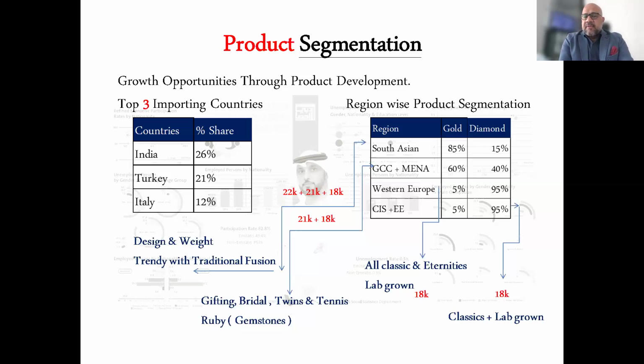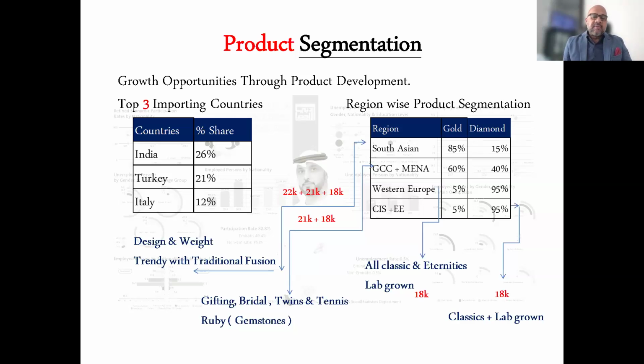Region-wise product segmentation, if we do, we look at South Asian, where they use 85% gold, 15% diamonds. GCC and MENA, 60-40. Western European is more towards diamond, less towards gold. Similar things with CIS. Now, if you look at the region-wise product segmentation in terms of design, when it comes to South Asian, all of us know that it's 22, 21, or possibly 18. Design is a very important factor. Weight is also a very important factor. And as we were talking about, 4% of the millennial generation is moving towards trendy with traditional fusion.